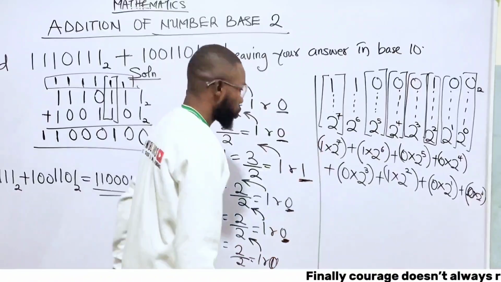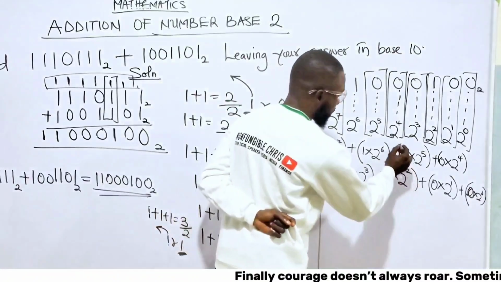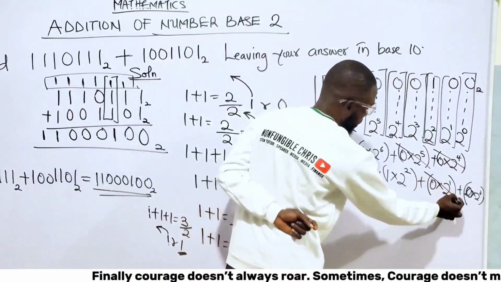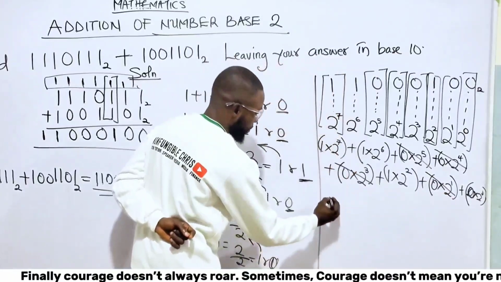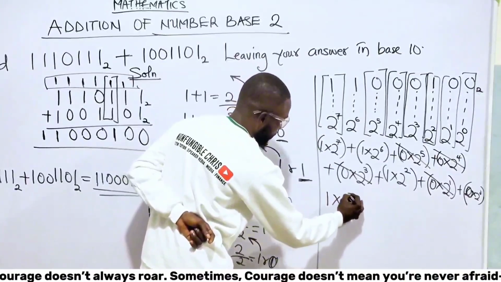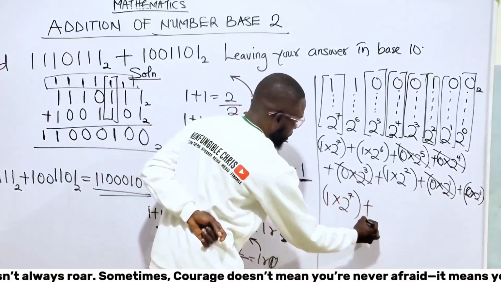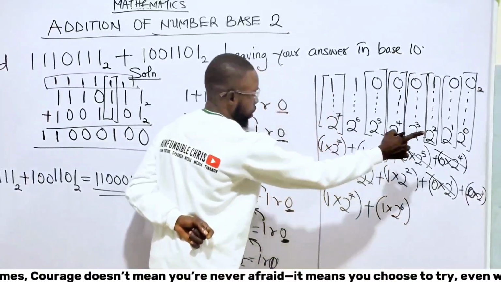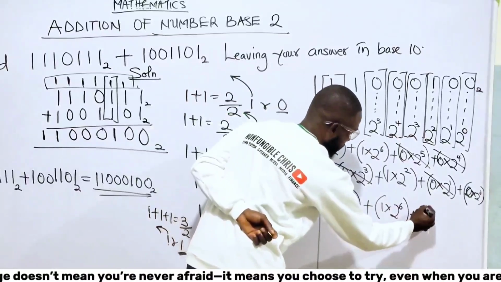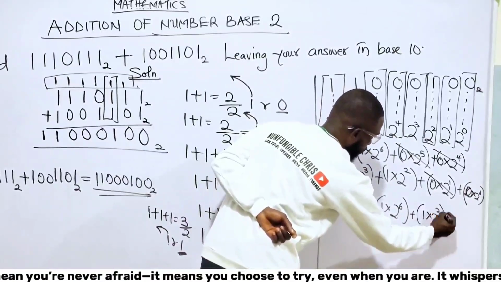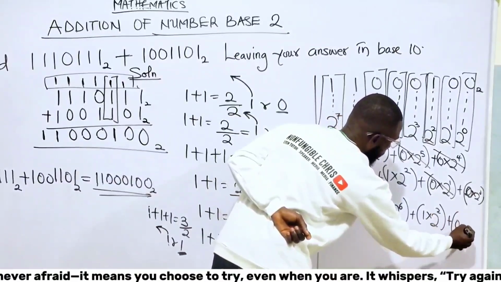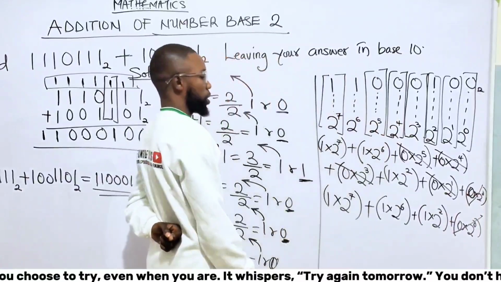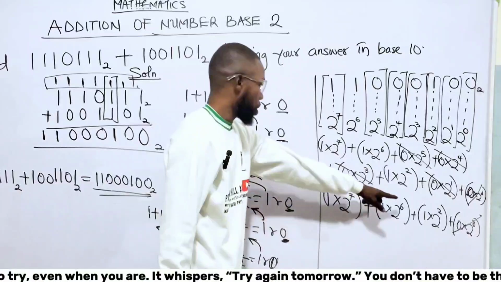So if we do that, remember we know that this is 0, this is 0, this is 0, this is 0, but this is 1. So what we have left is 1 times 2 raised to the power of 7, plus 1 times 2 raised to the power of 6. All of those are 0, but we have plus 1 times 2 raised to the power of 2, plus 0 times 2 raised to the power of 0. Remember, this is 0 as well. Since we're multiplying by 0, we're left with all we have here.